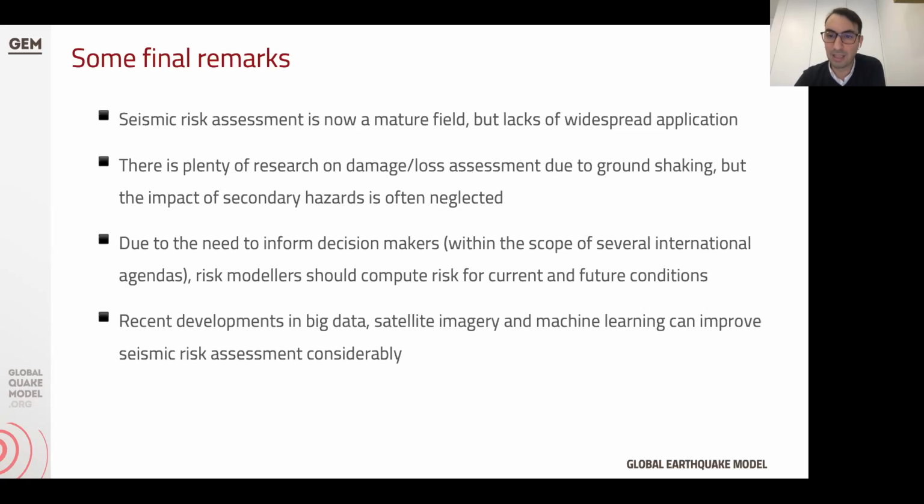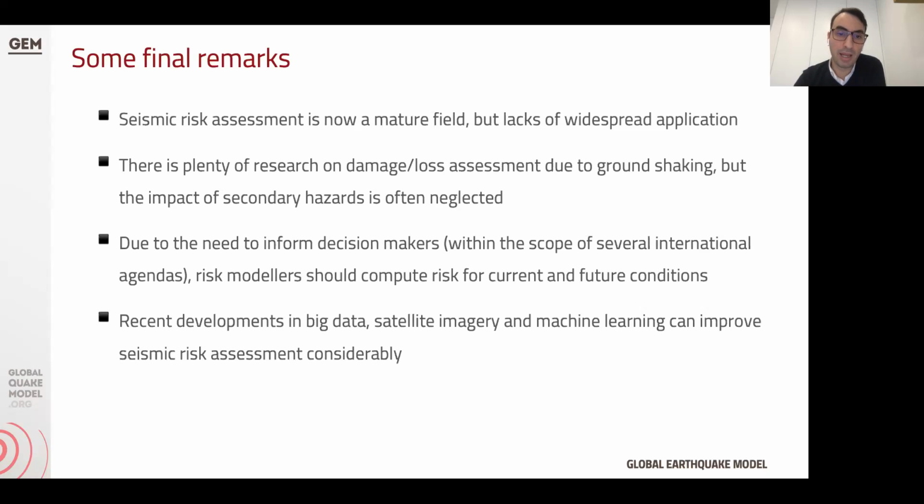There's plenty of research on the damage and loss assessment due to ground shaking. Every year we see papers about fragility functions, vulnerability functions, new GMPs, but the impact of secondary hazards is often neglected. I'm not saying that excellent studies do not exist. They do, and we've seen a lot of great studies from Japan and New Zealand, but in terms of volume and probably also in terms of detail, it's not comparable with what we see on ground shaking.